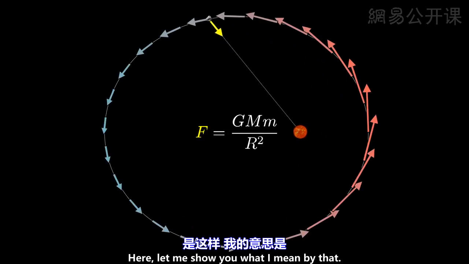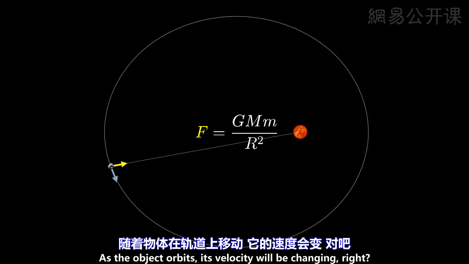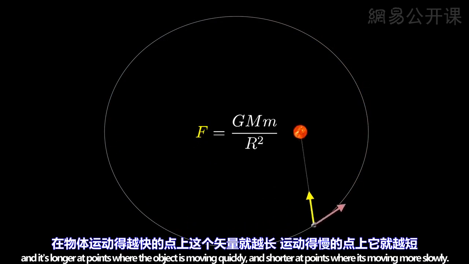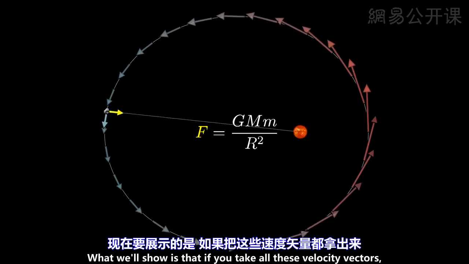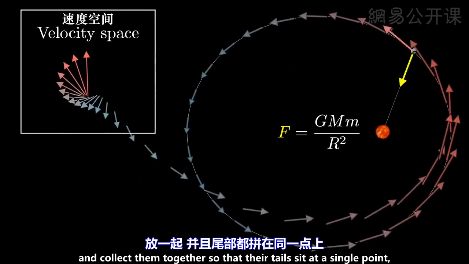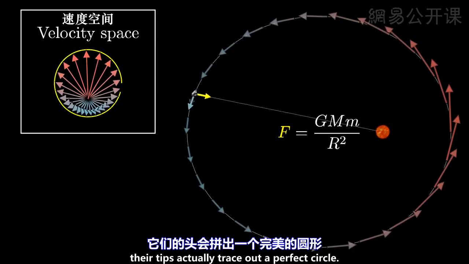Here, let me show you what I mean by that. As the object orbits, its velocity will be changing, right? It's rotating, always tangent to the curve of the orbit, and it's longer at points where the object is moving quickly, and shorter at points where it's moving more slowly. What we'll show is that if you take all these velocity vectors and collect them together so that their tails sit at a single point, their tips actually trace out a perfect circle.